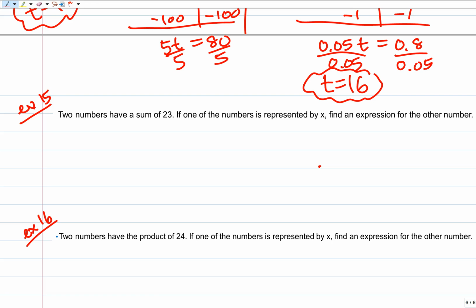What is the key word on the first sentence of example 15? What does sum mean? We have two things we don't know. They said call the first one X. What could we call the next one? We don't know what it's called, right? So we could call it whatever we want. So I'm going to do X plus whatever we want. Give it another letter. How about X plus J? Why not? Okay. And they sum or they add to what?